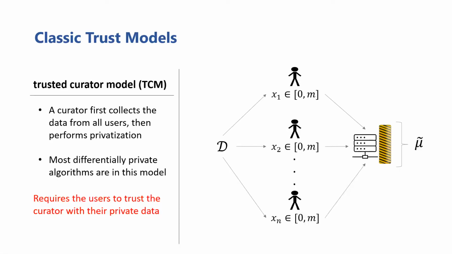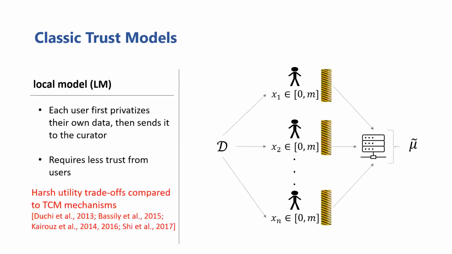Because of this, it's been one of the most studied trust models in differential privacy, and most differentially private mechanisms have been designed to be used within it. However, it has one major and obvious drawback. Users have to actually trust the curator with handling their unprivatized data, and also trust that the curator will perform the privatization properly. One way to address this drawback is to use the other classic trust model, the local model.